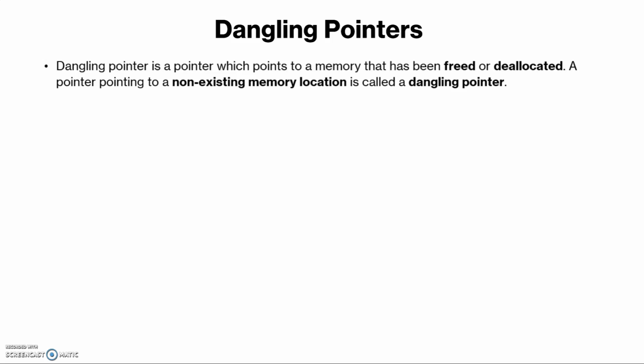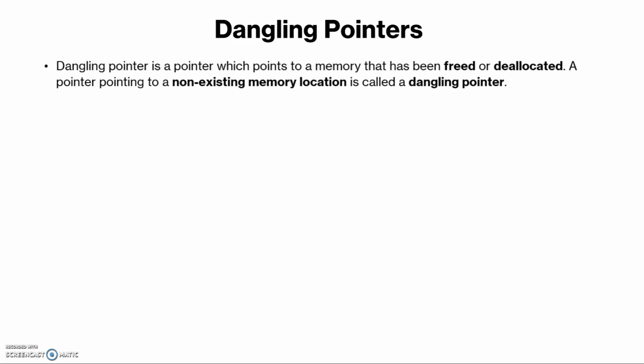To allocate the memory we have to use malloc, calloc functions, and once your work is done you need to free that. Isn't it? But after the memory is freed, if we are still using that same pointer, whatever pointer you have allocated, then that pointer is called a dangling pointer. So a dangling pointer is a pointer which points to memory that has been freed or deallocated. A pointer which is pointing to a non-existing memory location is referred to as a dangling pointer.